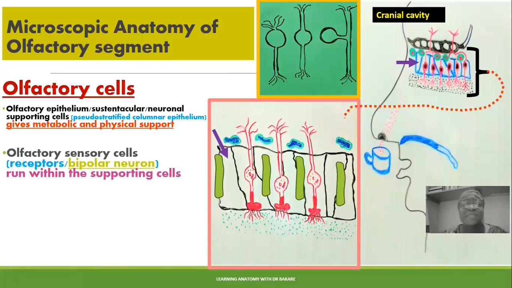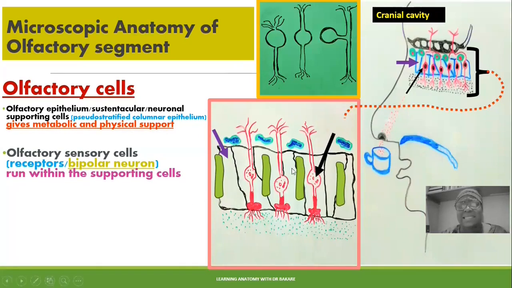So the second type of cell that we see is the olfactory sensory cell. These are also referred to as the olfactory receptor cells. If you look at this image up here, this is where we have the olfactory sensory cell that is arrowed here in black. Using a more enlarged image down here, this is where we have the olfactory receptor cell or the sensory cell. These are the main cells that are responsible for transmitting smell signal.